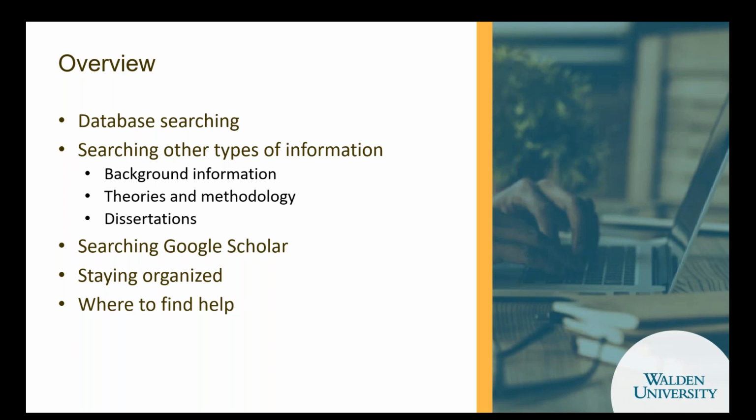Then we're going to talk about searching other types of information in the library that we didn't have a chance to talk about in that webinar. So searching background information, theories and methodology, and accessing and searching dissertations. We're also going to talk briefly about Google Scholar, not as in-depth, I'm sure, as some students would like, because that's really a secondary resource that we use here in the library, but we're going to cover that so you know its pros and cons and what it is best used for.